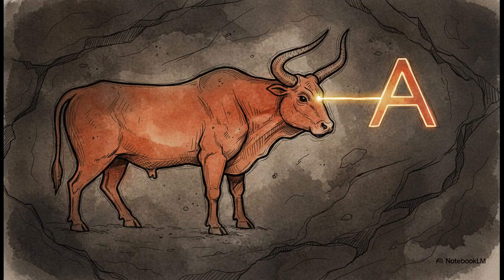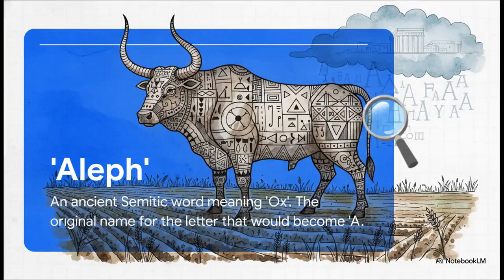Believe it or not, our modern letter A didn't begin its life as a symbol for a sound. Nope, it started as a picture, a simple drawing of an animal. And that animal? It was the ox. The original name for what would eventually become our A was Aleph, which is an ancient Semitic word that literally means ox. Think about it.